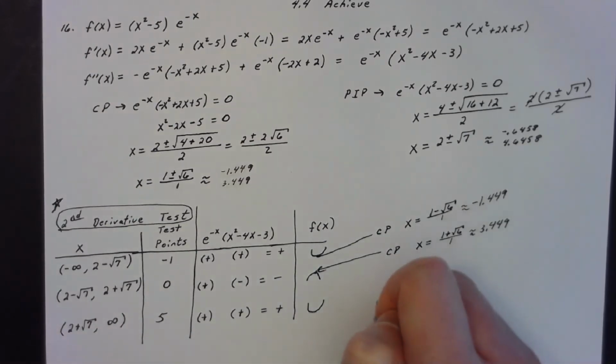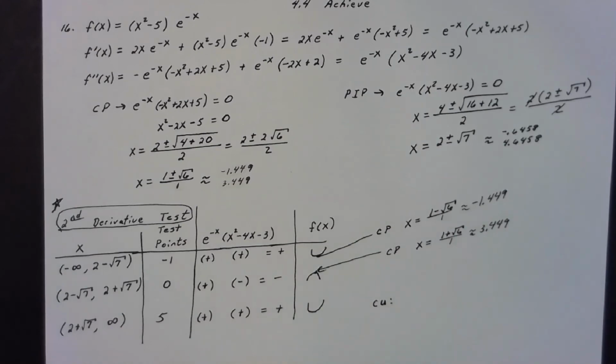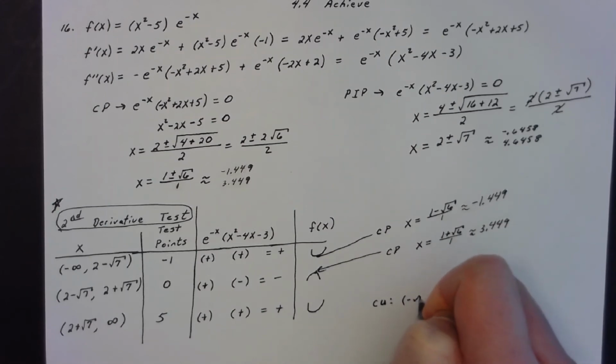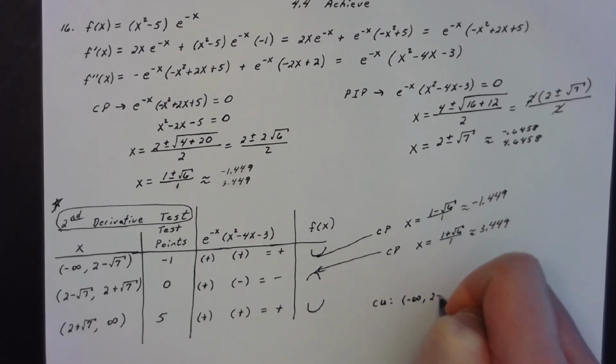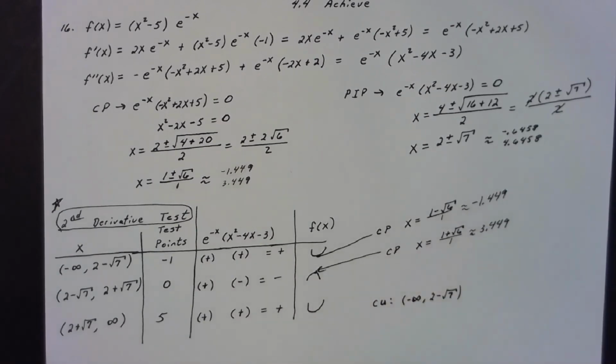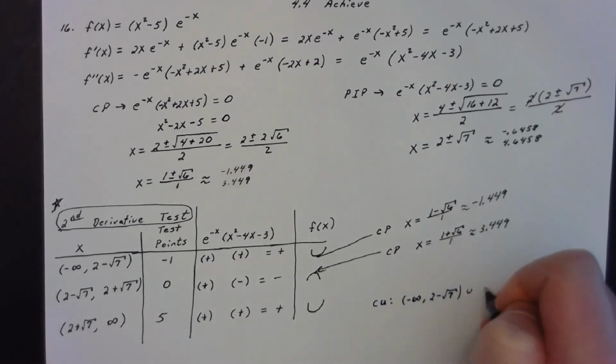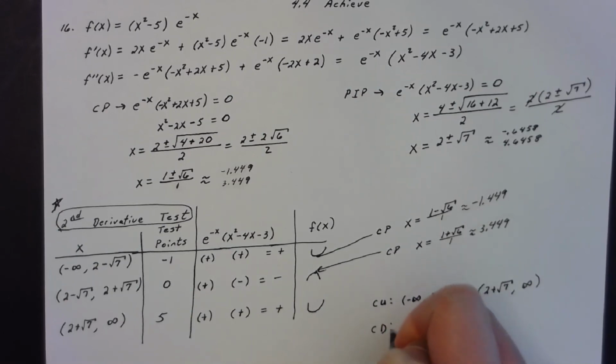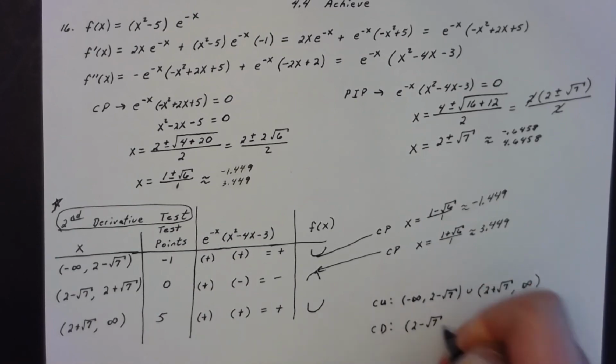Now, the questions that they will ask you on here is what intervals of concavity, when is this function going to be concave up? You simply say, well, it's the first and third region because that's where the second derivative was positive. So it'd go from negative infinity up to 2 minus the root of 7, and they do want the exact values, union 2 plus the root of 7 all the way up to infinity. When is this function concave down? Well, in the middle region. So that's from 2 minus the root of 7 up to 2 plus the root of 7.